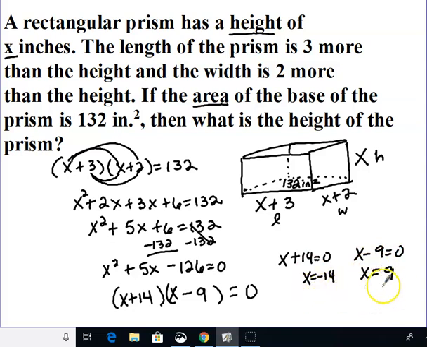So these are my answers, but this negative 14 would not make sense for the height. So that part of the problem doesn't make sense. It would not be your answer. Your answer would be this, that your height is 9.